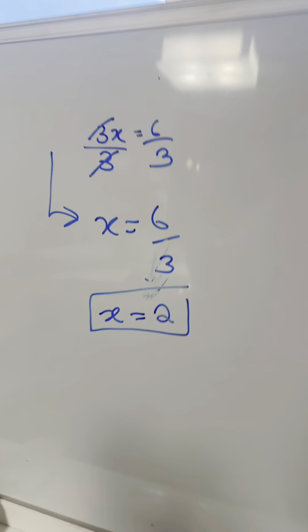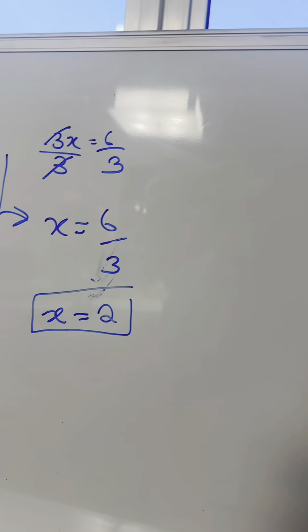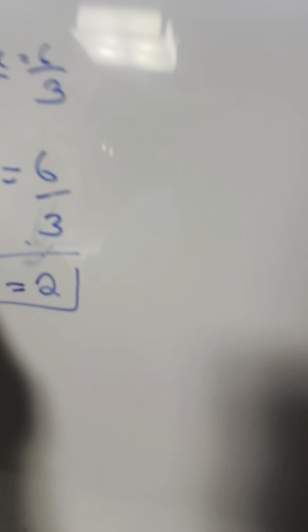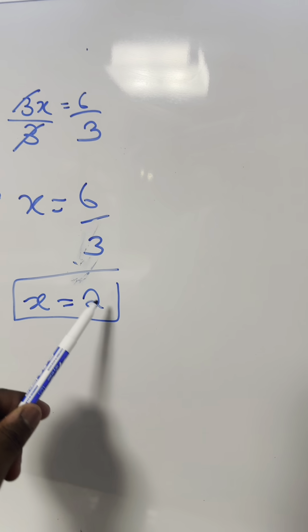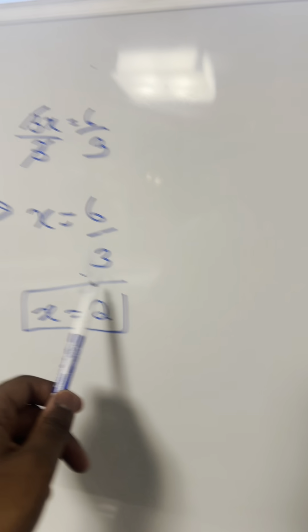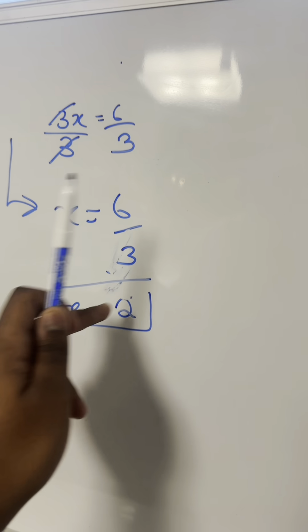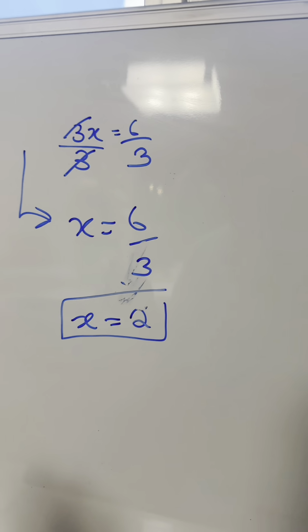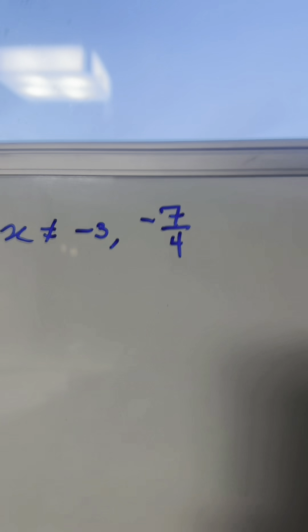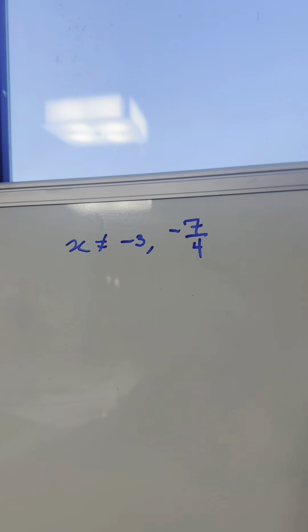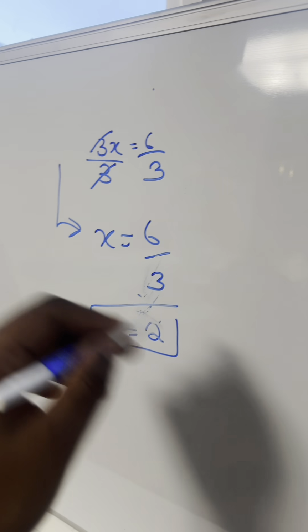Before you box your answer, you have to check if your final answer matches the non-permissible values. So the non-permissible values for this were x cannot equal -3 and -7 over 4, which we did in the beginning. So 2 doesn't match either, so you box your answer.